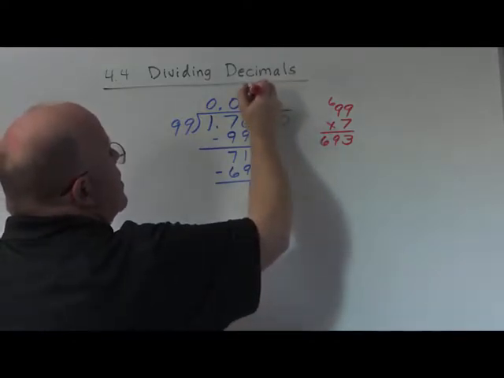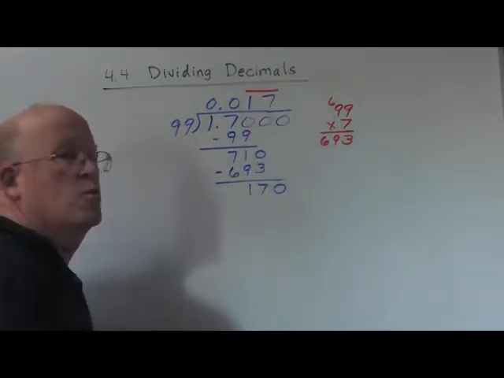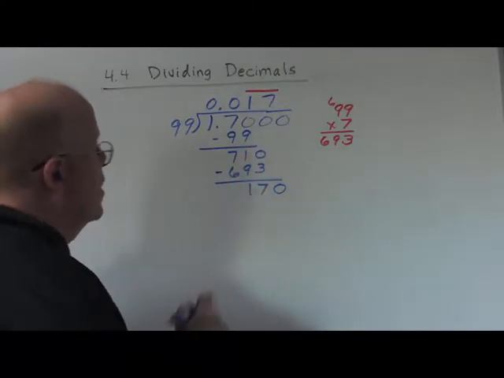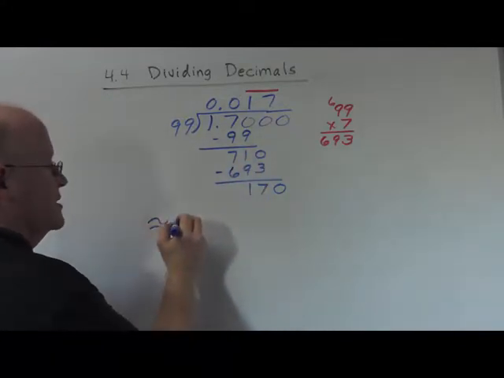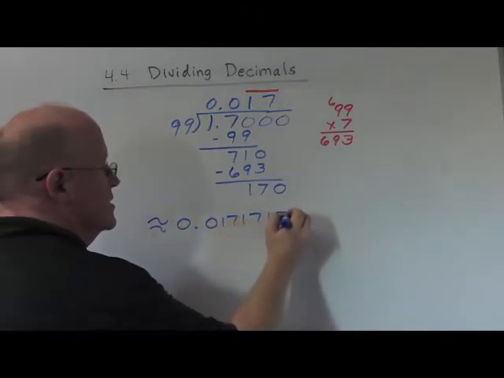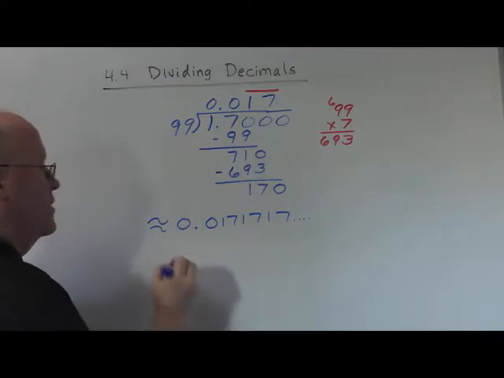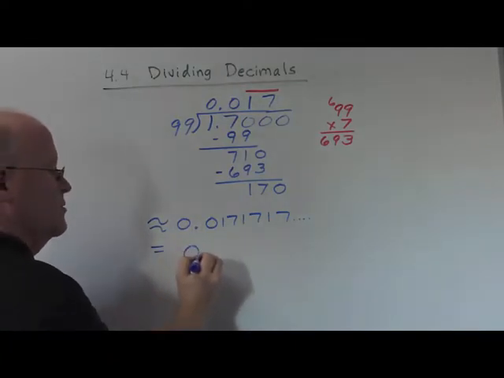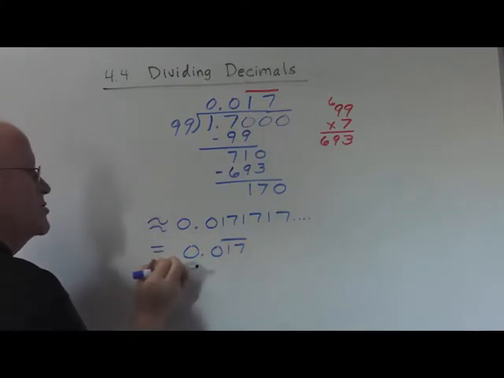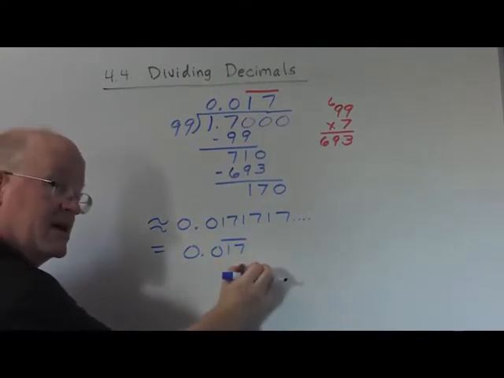And so we put a bar right over just the 1 and the 7 because those 2 digits will be repeating. Our answer here is approximately 0.01711717, but it's equal to 0.017, and I can put a bar over those, and then it's actually equal to this repeating decimal.